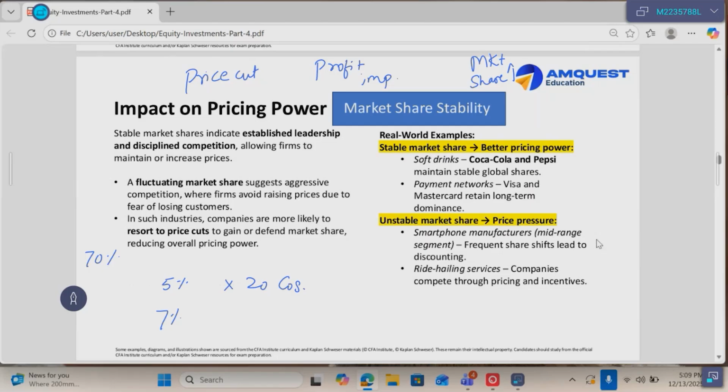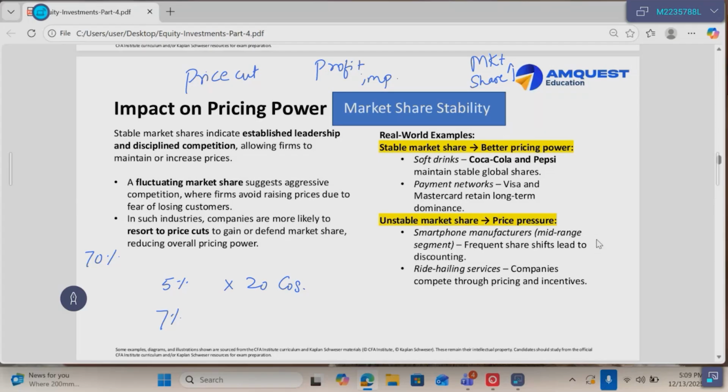Stable market share, better pricing power: Coca-Cola and Pepsi. They have brand loyal customers, and there are some customers like me who really don't matter, but it's Coca-Cola, Pepsi, whatever is available, we go for it. So their global share remains the same. Even if they increase the prices, their shares are not going to be impacted. Visa and MasterCard are also able to maintain their long-term dominance.